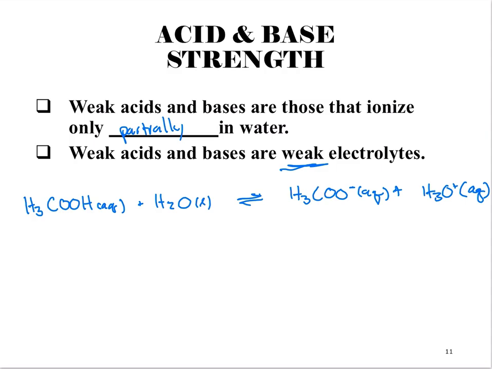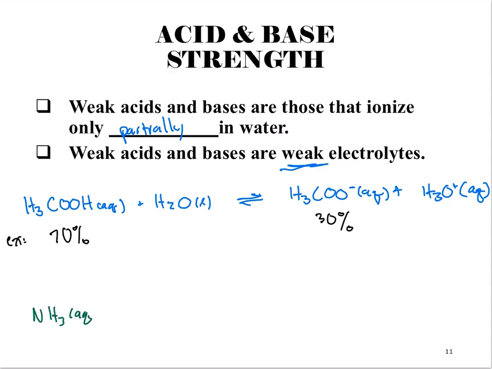Right, so this reaction does not happen 100% of the time. That means that we might have, for example, 70% of this in solution and 30% acetate in solution for acetic acid. Not all of it gets converted into its conjugate base, and that's because it's a weak acid. And it's the same thing for a weak base.